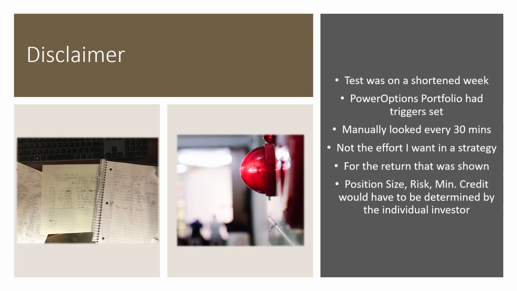Even if I had the stops in place, I'd want to be watching this position constantly, and that's not the effort that I want to put into a strategy in my portfolio, especially for the return and the success rate that was shown. Even though, again, it was on a shortened week, it was really only 3 examples. We're not going to get into position size. The risk to take with the difference in strike price is the minimum net credit you should look for. That's going to have to be determined by the individual investor.